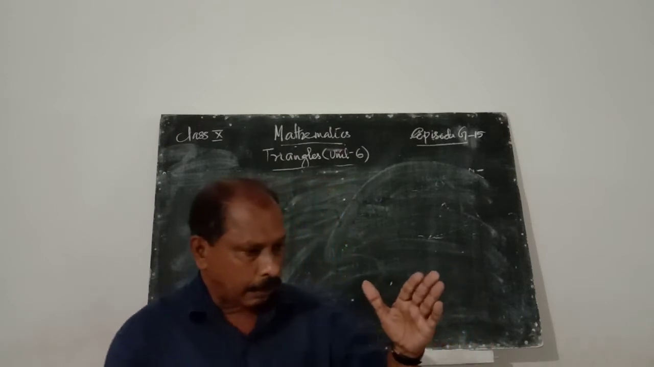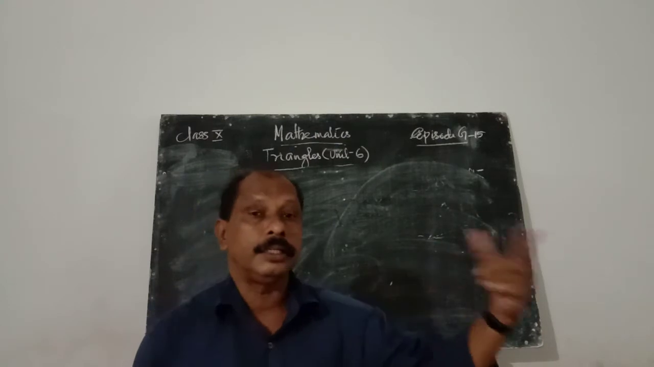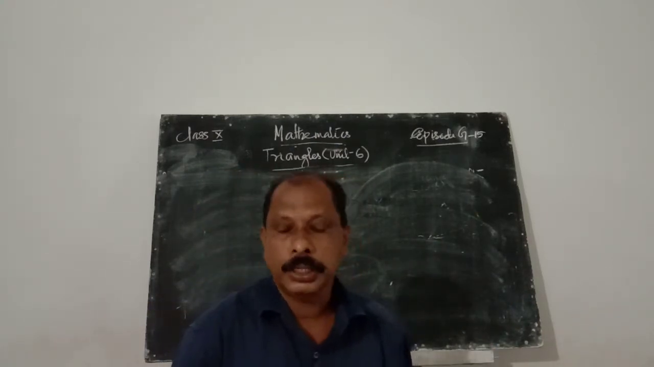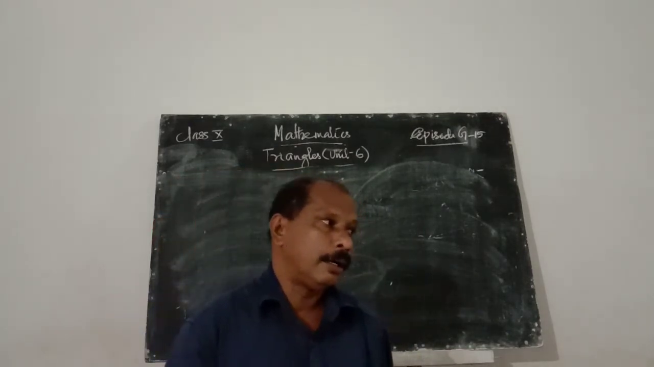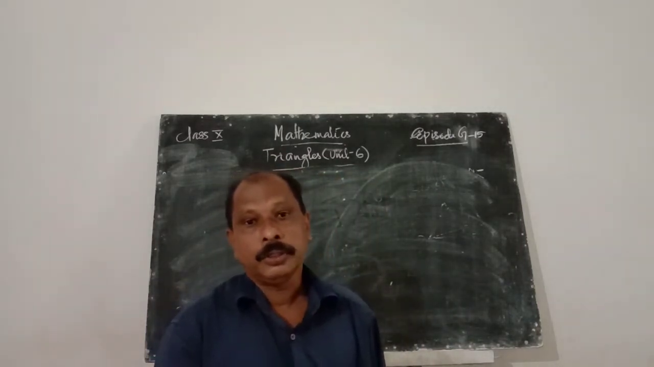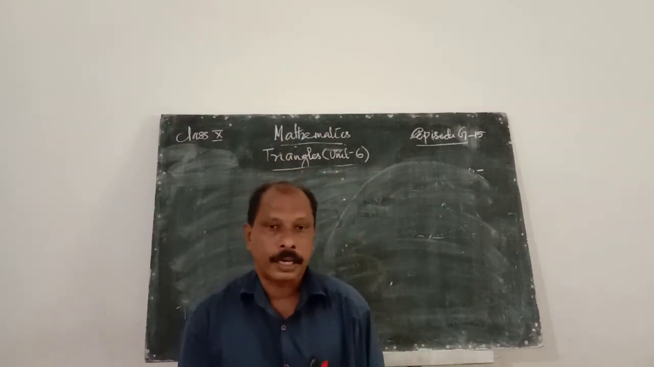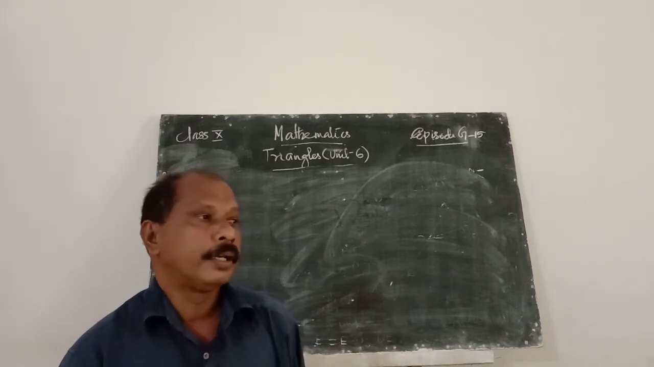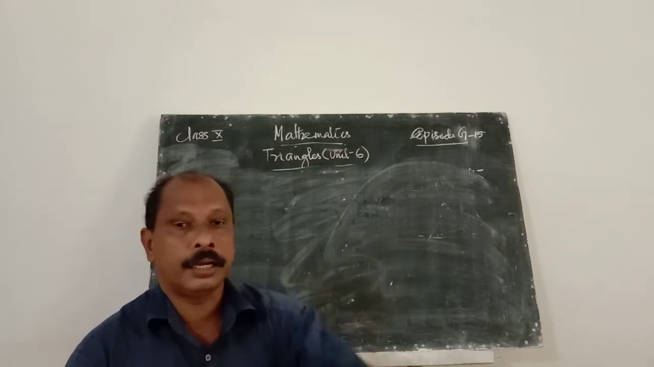And area of triangle BDE, with base BD and altitude again EN, is half into BD into EN. Therefore, area of triangle ADE by area of triangle BDE is equal to half into AD into EN by half into BD into EN. EN cancels, half cancels, and that is equal to AD by BD. That is equation number 1.